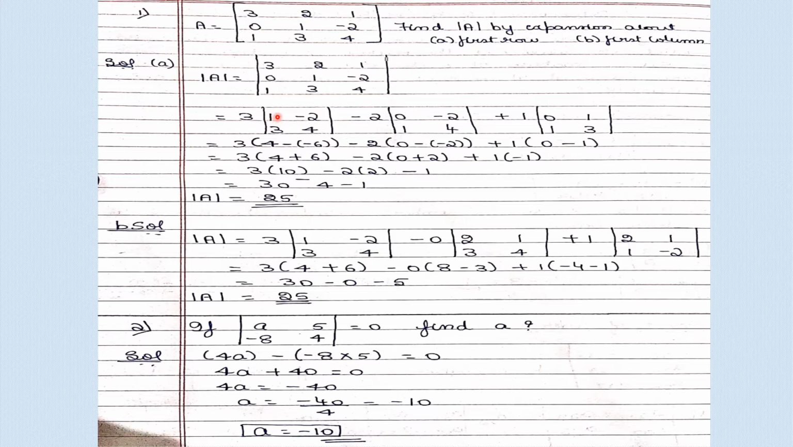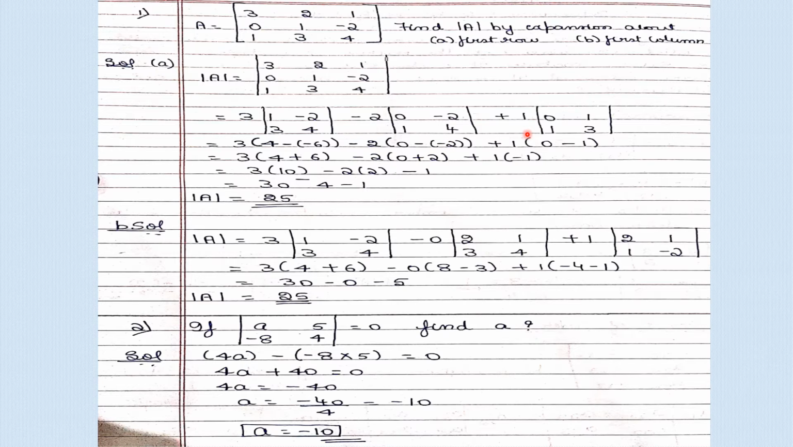3 will be there as usual. 1 into 4 will become 4, minus 2 into 3 will become minus 6. So minus into minus will become plus 6 in the next line. So that is 3 into 4 plus 6. Once again minus 2, 0 into 4 will become 0, minus 2 into minus 1 will become minus 2. So minus into minus will become plus 2.